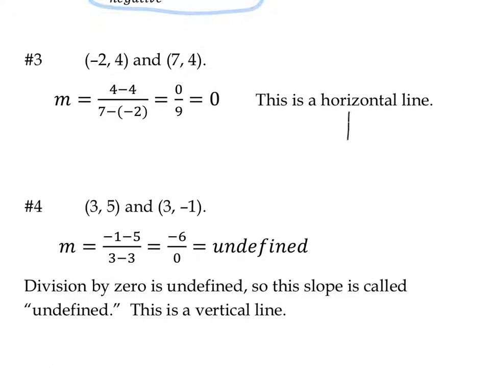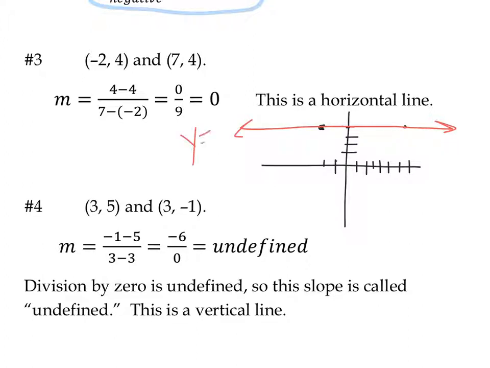If we were going to graph those points, we'd have -2, 1, 2, 3, 4. -2, 4 would be like right there. And then 1, 2, 3, 4, 5, 6, 7, 4 would be right here. And if we draw a line through those, that's a horizontal line. That would be the line where all the y values are equal to 4, right? This is 4 on the y-axis. So that's a horizontal line. A horizontal line will always have a slope of 0.